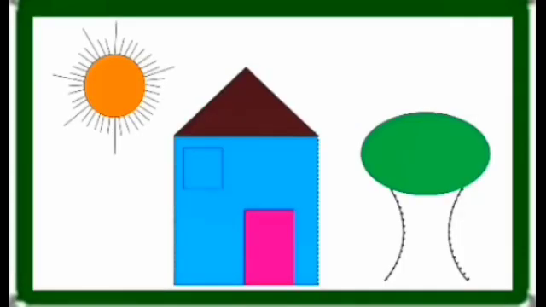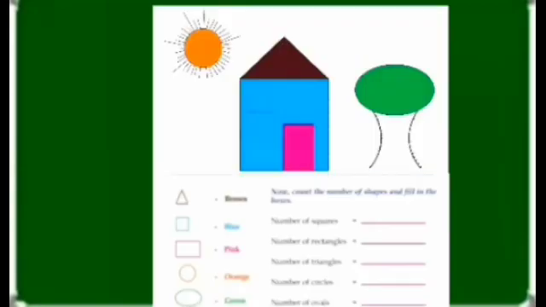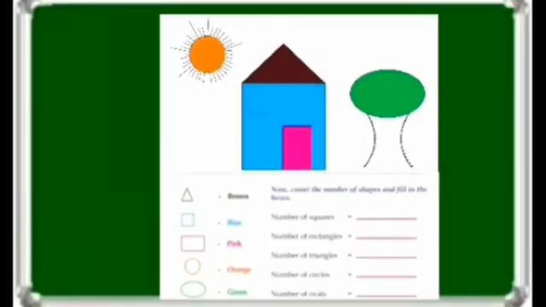Now see this picture, children. Very nice. Now count the number of shapes and fill in the boxes. Number of squares. How many squares do we have? In this picture we have 2 squares. Number of rectangles. In this picture we can see 1 rectangle. So number of rectangles 1.